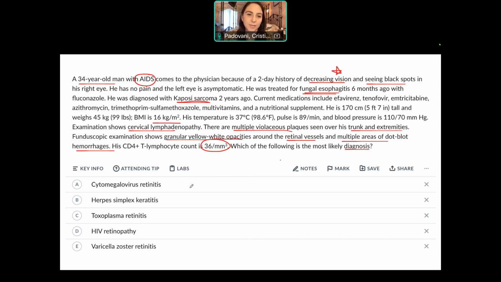So retinitis with a CD4 count less than 50, what should you be thinking of? This is CMV. So CMV, remember, it's like esophagitis, retinitis, colitis, all those itises of all those organs. But look for that CD4 count. So CMV is less than 50. Remember, toxo is less than 100. I didn't really talk about HSV and varicella, but they can happen. And then HIV retinopathy can happen, but this is more leading towards an infectious presentation.